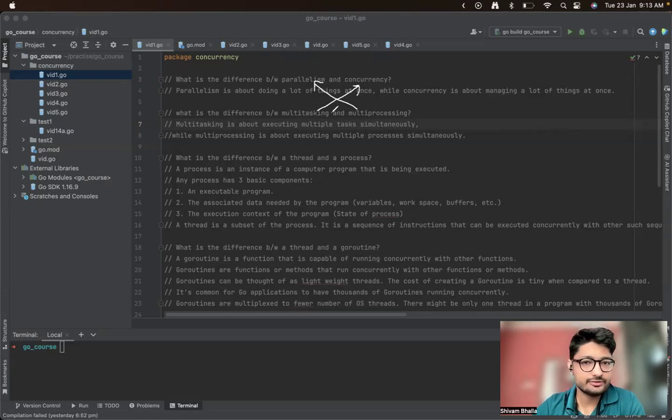So that is the crux of this. Okay, so now let us move on to the next definition. The next definition is the difference between a thread and a process. Now, what is a thread and what is a process?